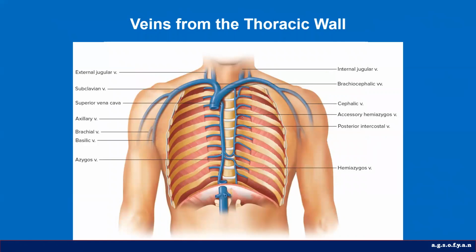Okay, from the thoracic wall, from the wall of these ribs, they all will combine finally into the brachiocephalic veins, left and right, and finally will all enter into the superior vena cava. So the superior vena cava receives the veins from the brain, from the head, from the upper limbs, and also from the thoracic wall, from the ribs.